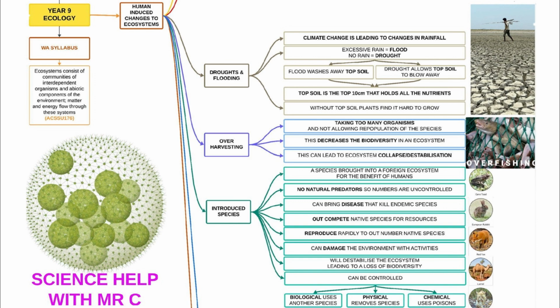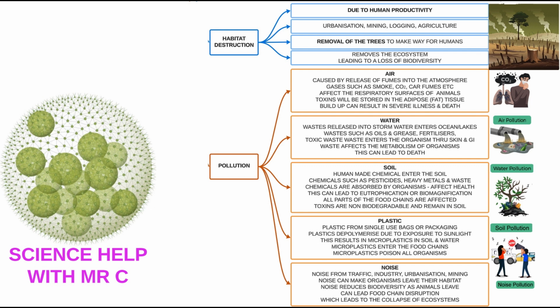And they can be controlled 3 ways. There's biological control, physical control, and chemical control. Biological control uses another species to control the pest species. Physical control is where we cull the organism to remove it for good, and chemical control is the use of poisons like 1080. 1080's name is sodium fluoroacetate, and the endemic species of Australia are immune to 1080, but it does kill introduced species. Last of all, we have habitat destruction and pollution.